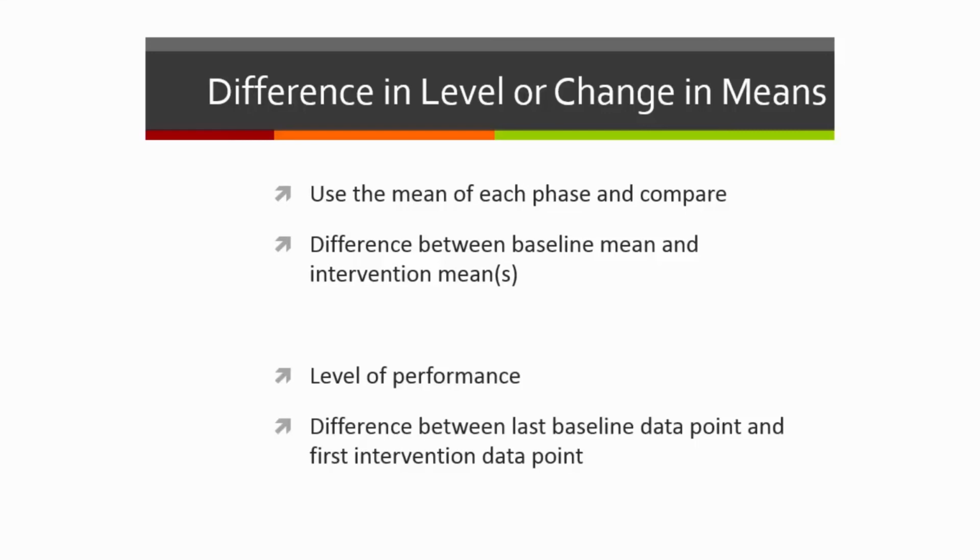The level of performance is basically the difference between the last data point and the first intervention data point. So our last point in the baseline and our first data point in the intervention is going to give us a difference. And as we compare from baseline to first intervention, we get an idea of, has there been a change?